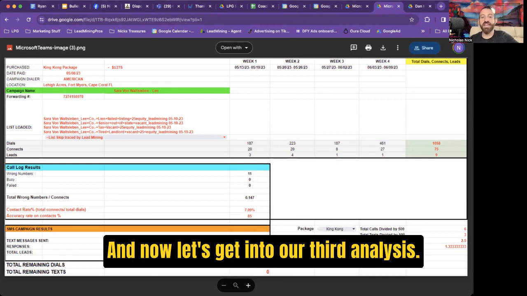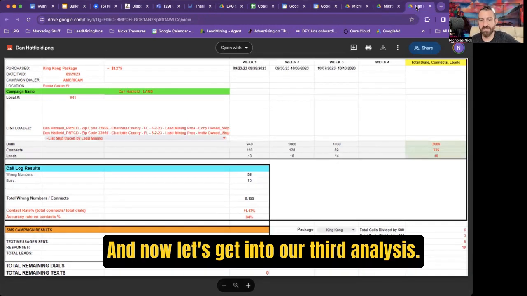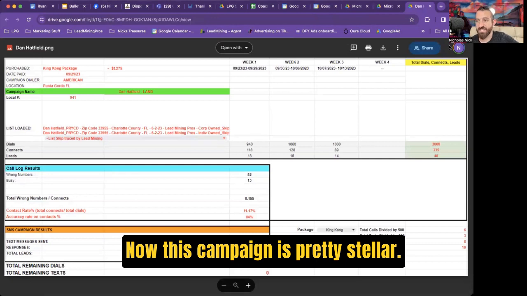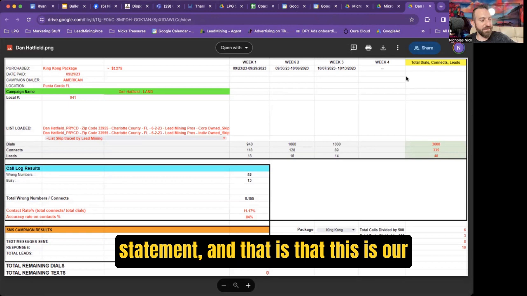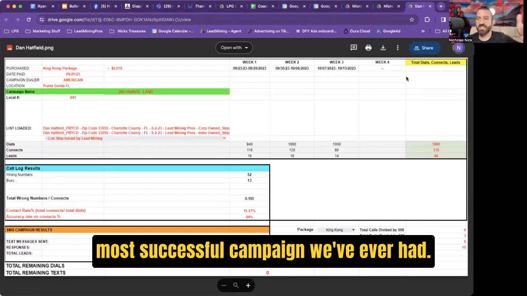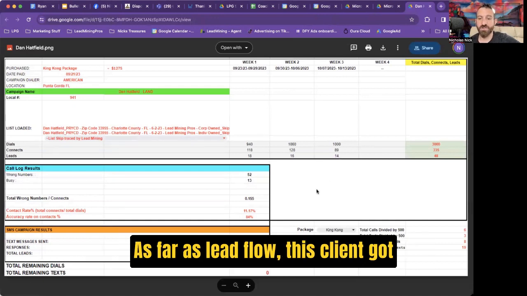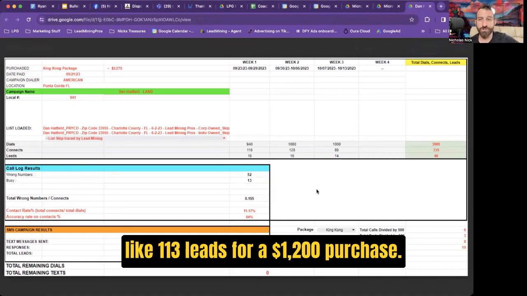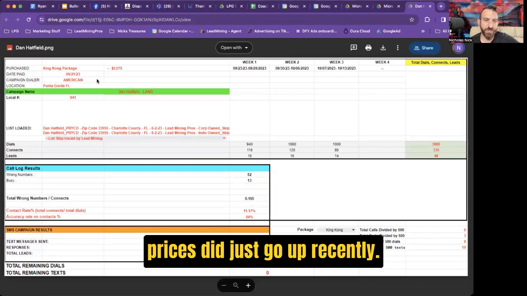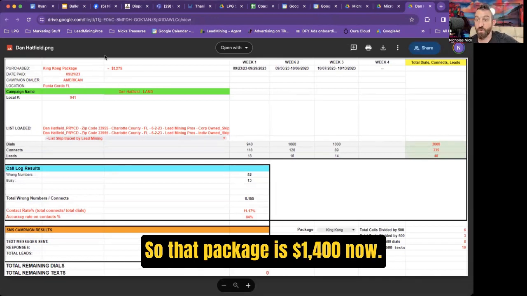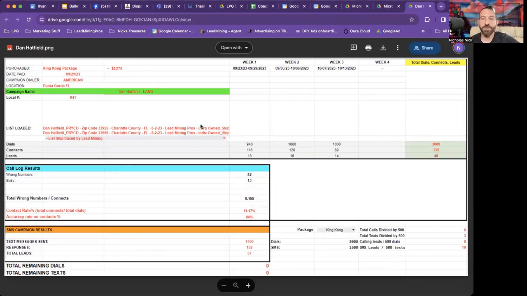And now let's get into our third analysis. Now, this campaign is pretty stellar across the board. I will have a disclosure statement, and that is that this is our most successful campaign we've ever had. So I just want to share that with you guys as far as lead flow. This client got like 113 leads for a $1,200 purchase. That was the King Kong. The prices did just go up recently, so that package is $1,400 now.